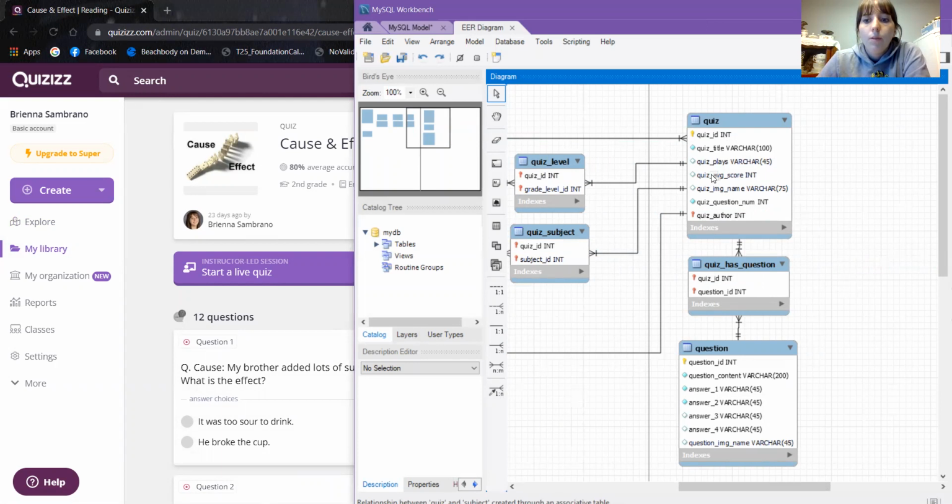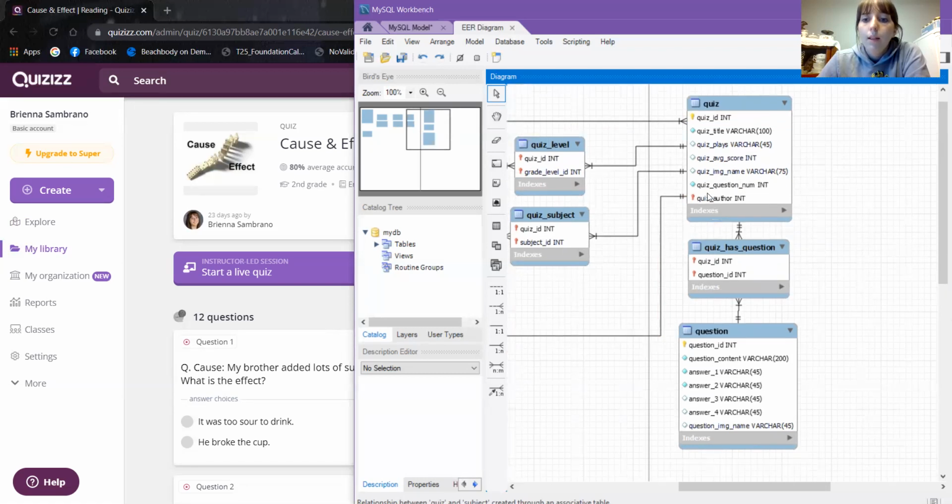And then the number of plays and the average score, sometimes it's not there when it has first been created, so I left those so that they could be null, as well as the image, which is not required. I also added a question count, and then later on I added a foreign key so we could tell who was the creator or the author of the quiz.